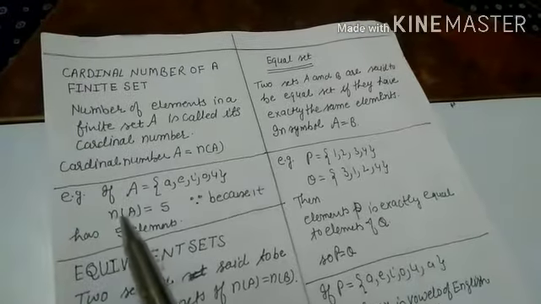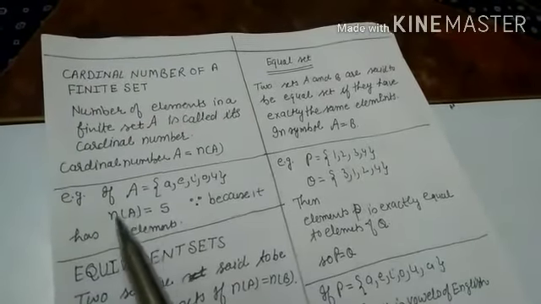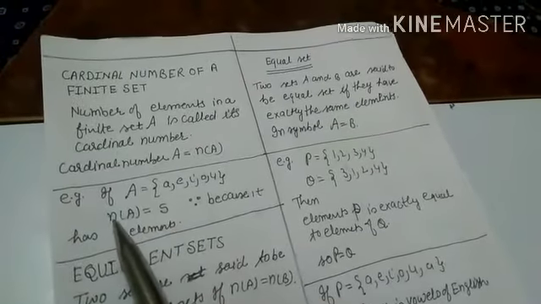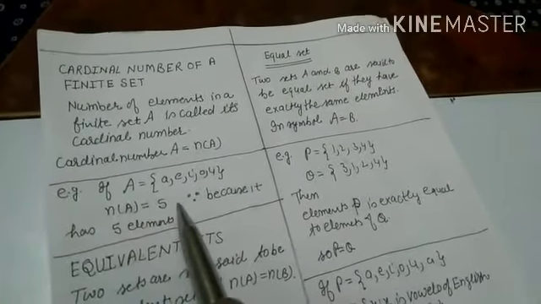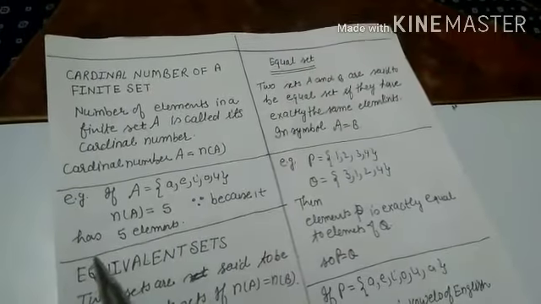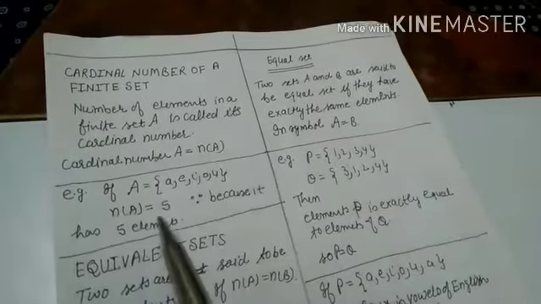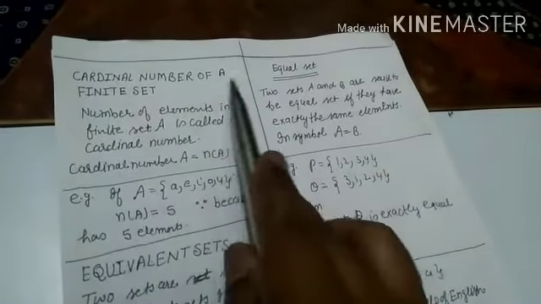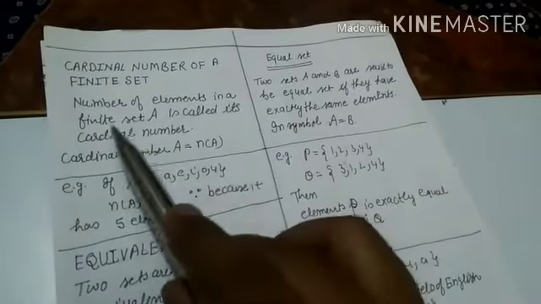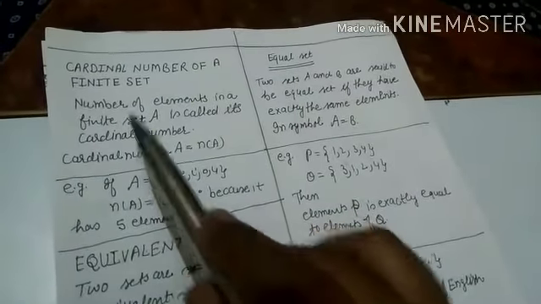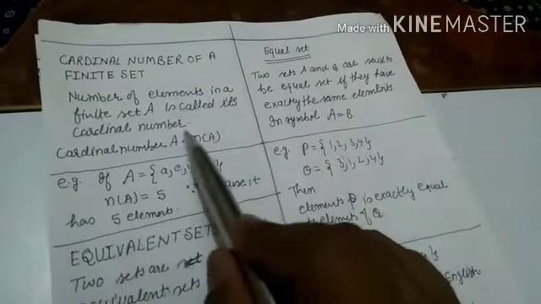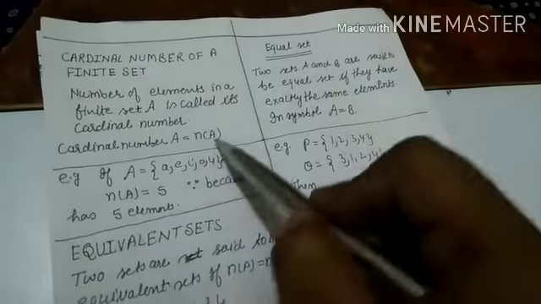and denoted by the symbol n(A). Here we have taken the set A, so the number of elements in set A is 5. So the cardinal number of the set A is 5. So the cardinal number of a finite set is the number of elements in a finite set. The cardinal number of A is denoted by the symbol n(A). If set B is there, then we will write n(B).